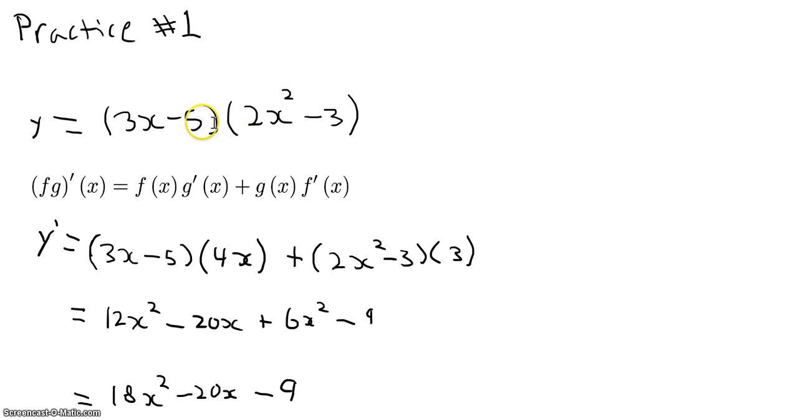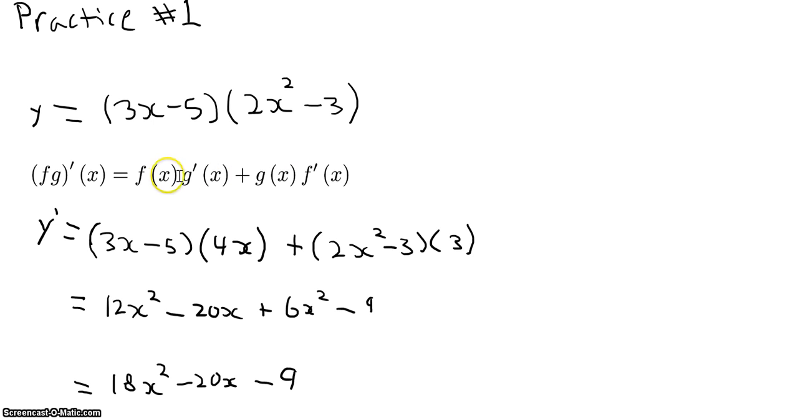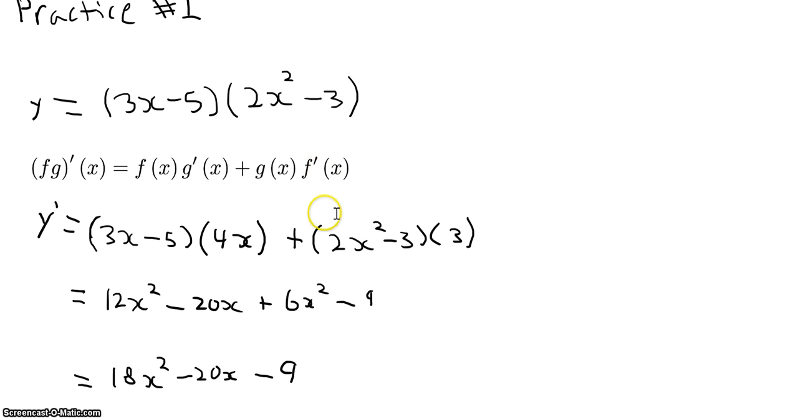Now, it's important to know that it doesn't really matter which one you use, f of x or g of x, as long as you make sure you use both. As long as one is g of x and one is f of x. It also doesn't matter which one of these you do first. You could do g of x times f prime of x plus f of x times g prime of x first, just because it's added together. You can do it in any order you want. Just make sure you do both of these things at some point.